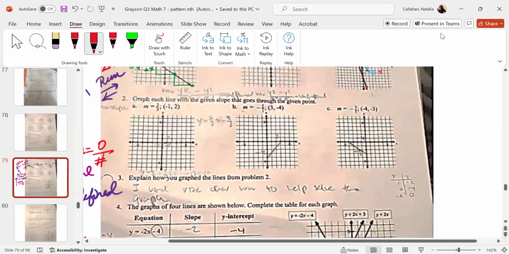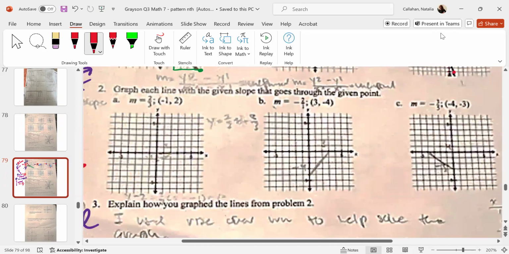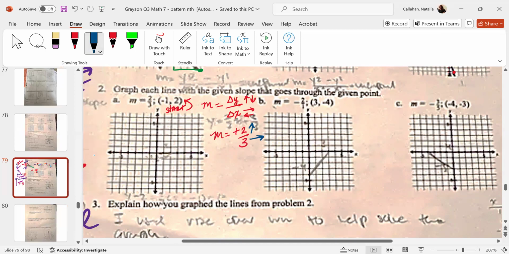All right. So let's take a look at question number 2. Graph each line with the given slope over the point. This is where you start. You start at a point, right? And then you look at the slope. The slope is change in y over change in x. Remember, change in y is you go up or down. Change in x is right or left, correct? Your slope here is a positive 2 over 3, which means you can go up 2, to the right 3.